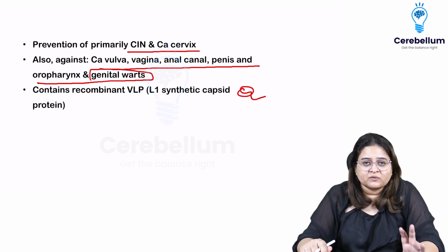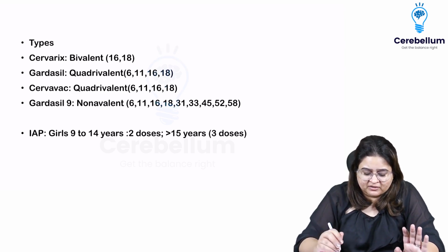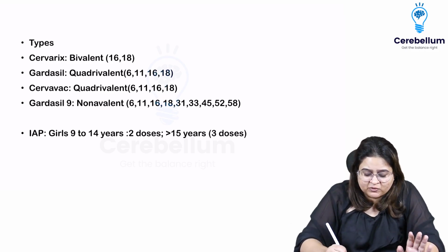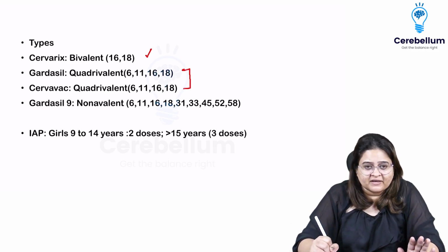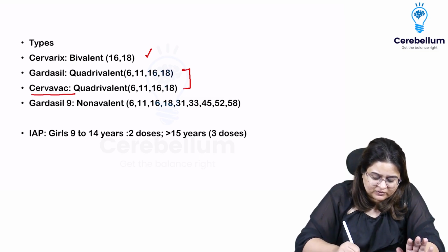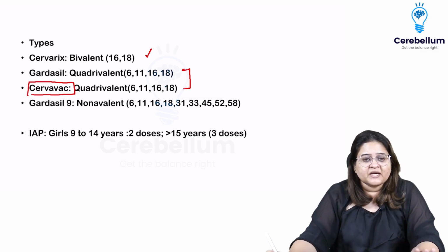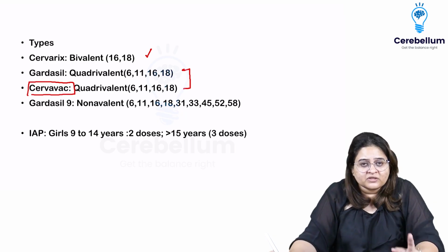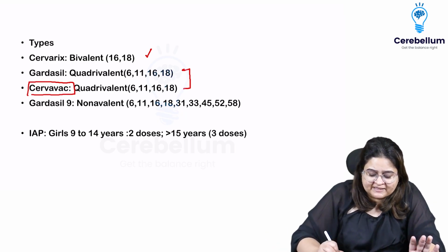It contains the L1 synthetic capsid protein. What are the types of vaccines? We used to have the bivalent, but now we have two types of quadrivalent vaccines, out of which Servavac is the newest kid on the block. This is the Made in India vaccine, which is a quadrivalent against 6, 11, 16, 18.